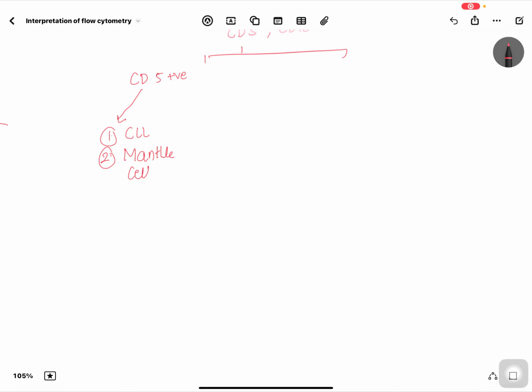Okay, but if this slot is not available and you have been given only CD5 and CD10, then what do we do? First of all, we see for CD5 positive. So if CD5 is positive, then what are the cells that come here? First one is CLL, and second one is mantle cell lymphoma. Along with that, what is positive here? CD23 is positive in CLL, but here CD23 is negative. That is how we differentiate.